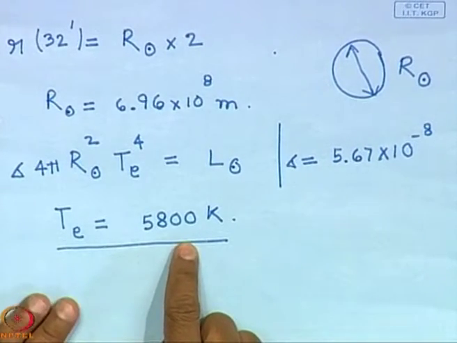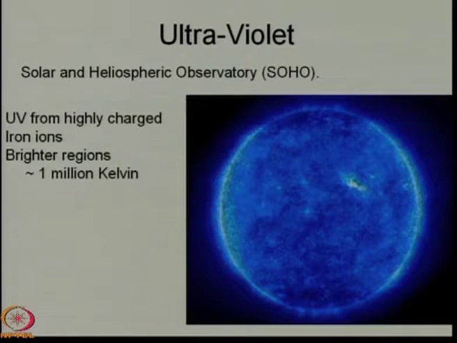The same is true of the far ultraviolet. This is an ultraviolet image of the sun. This image is from the SOHO observatory, a space observatory, and this image measures the ultraviolet from highly charged iron ions. The bright parts in this image would tell you that the temperature there is around 1,000,000 Kelvin, which again is far in excess of 5800.